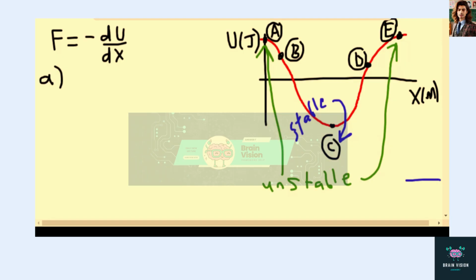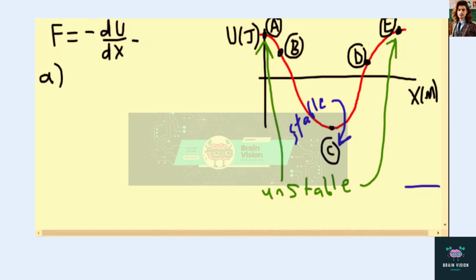We're told to use F equals negative dU over dx in the book. This is on page 187. dU over dx is the slope, so the force would be the opposite of the slope.